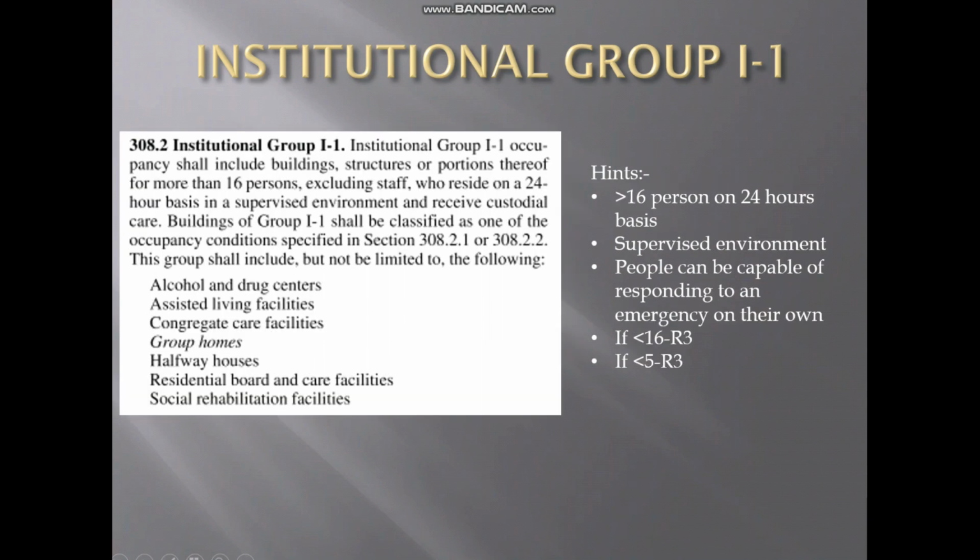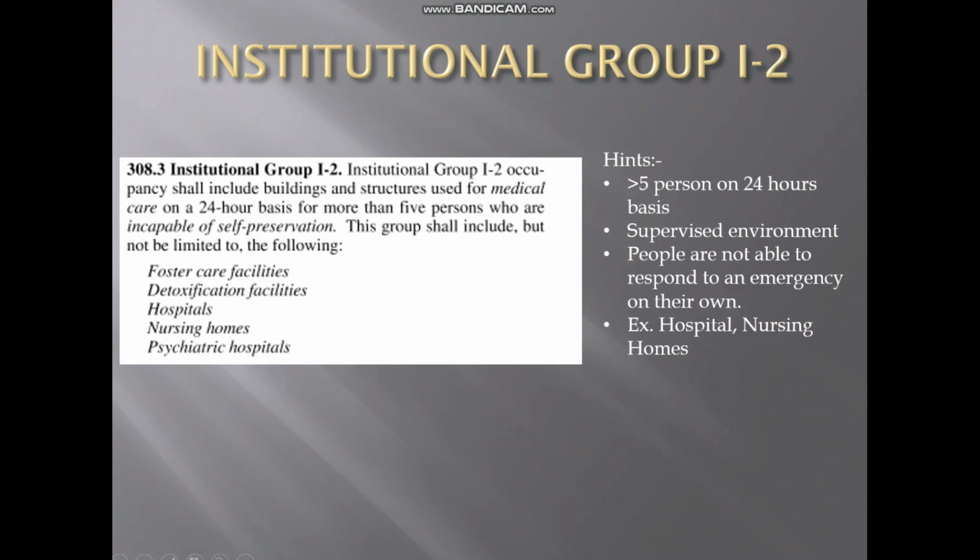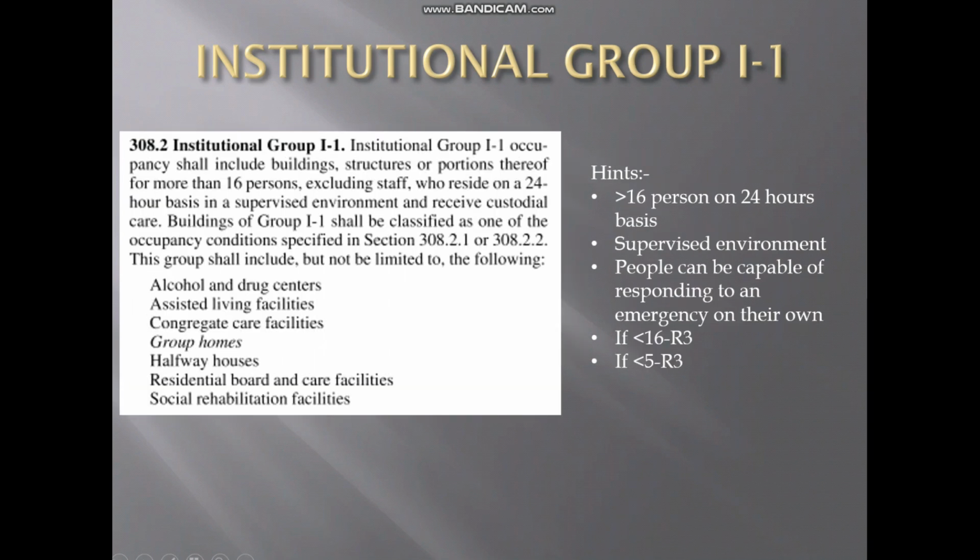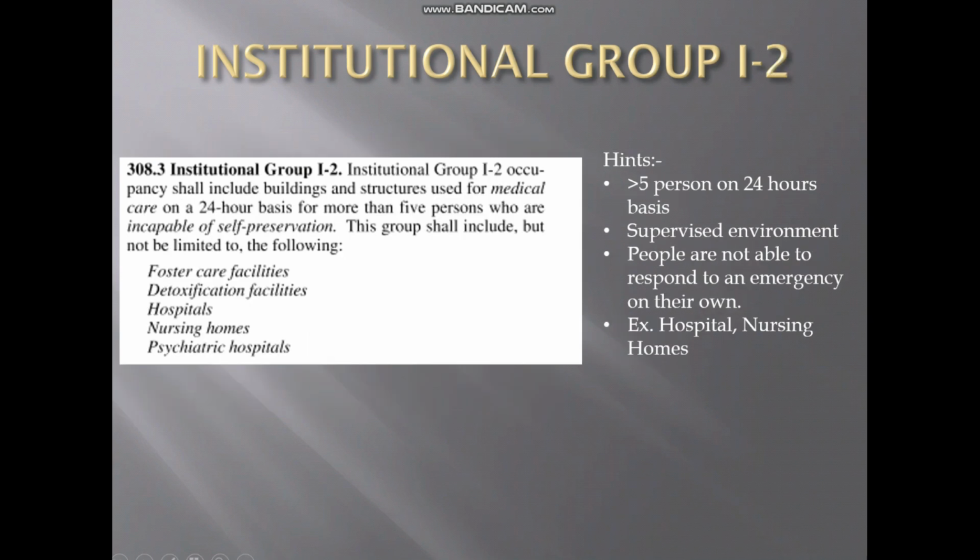Earlier we saw 16 people, now we see 5 people. But the problem is, in this example, the people can be capable of responding to an emergency on their own. But here it makes a difference. People are not able to respond to an emergency on their own. If something happens, the supervised person or someone else has to react.